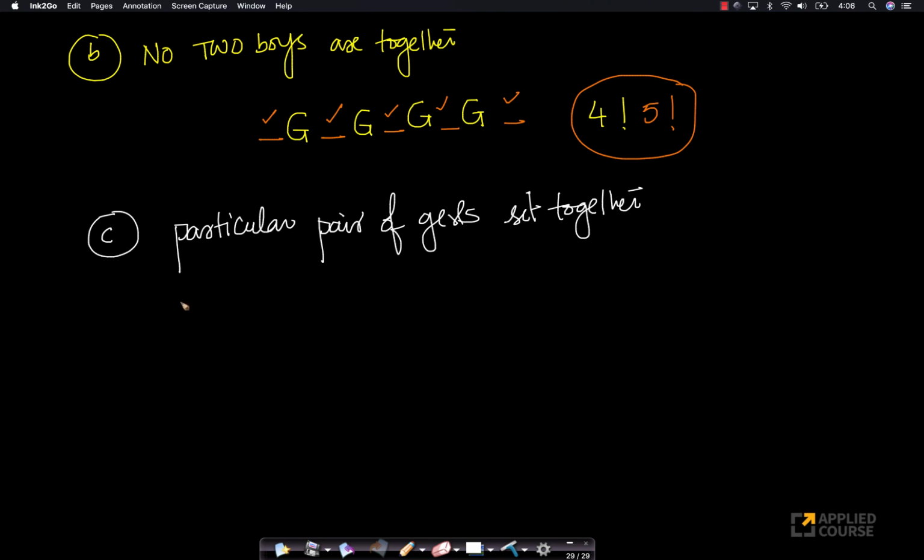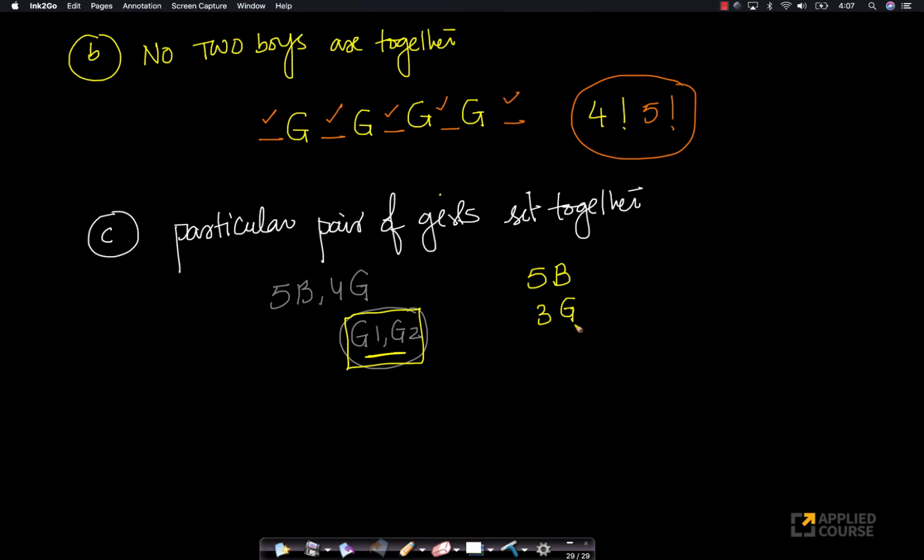See, initially, how many boys and girls do I have? I have 5 boys and 4 girls. But let's assume there are 2 girls, let's call them G1 and G2, who always want to sit together. If I treat them as one unit, I have 5 boys and 3 girls. These girls can be individuals or a single unit like this. Look at this, I'm treating G1, G2, a particular pair of girls that want to sit together, as one unit.